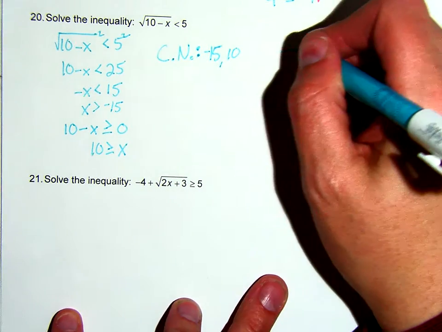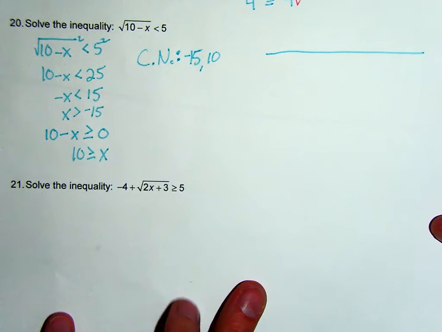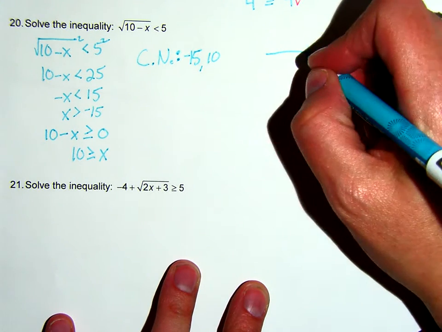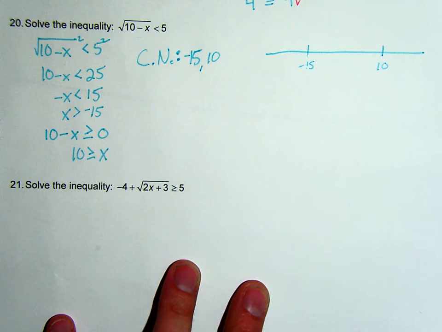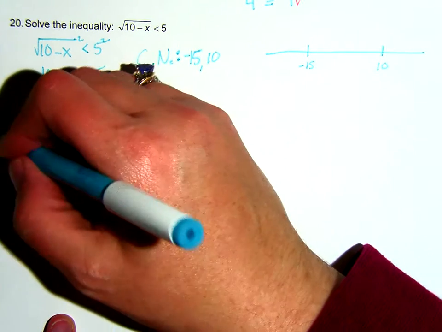Our next step is to sketch a number line. This is not an official number line, but it is a place for us to look so that we have a visual aid to help us. So, negative 15 is on the left, 10 is on the right. Now, our domain is here, this was our domain.